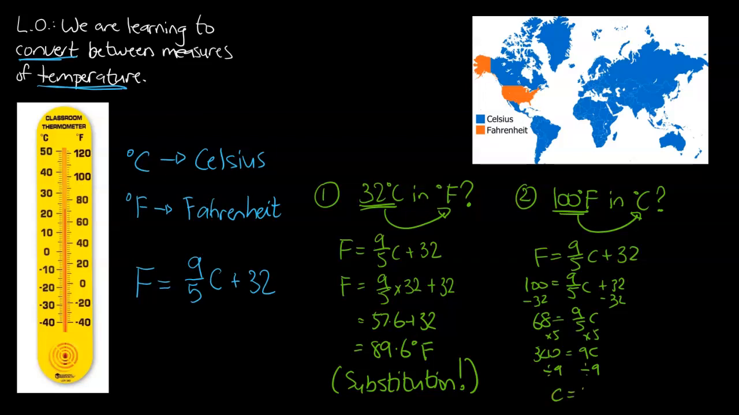C is going to be equal to 37.7 recurring. I don't like recurring numbers, so I'm going to round that to 37.8 degrees Celsius, to 1 decimal place. This was a good example of how we solve with algebra to get that conversion.